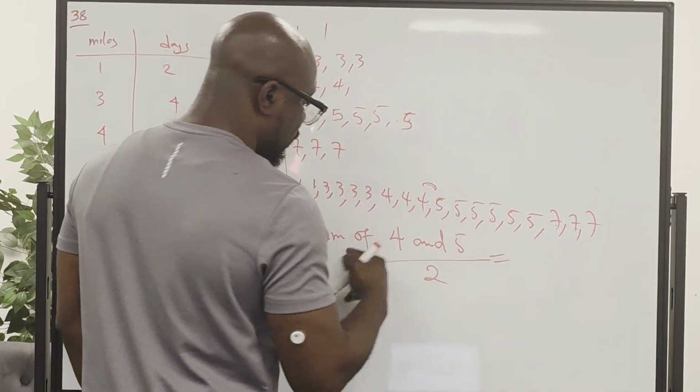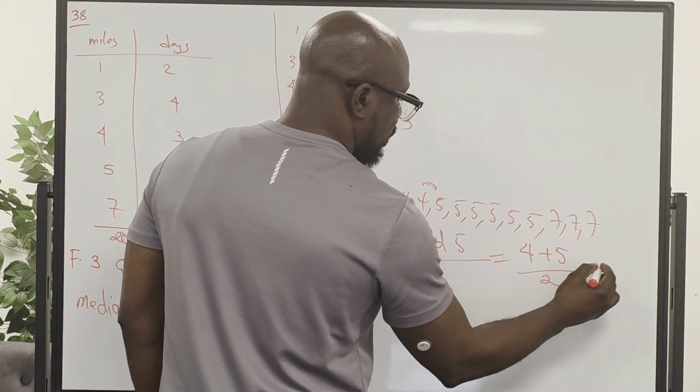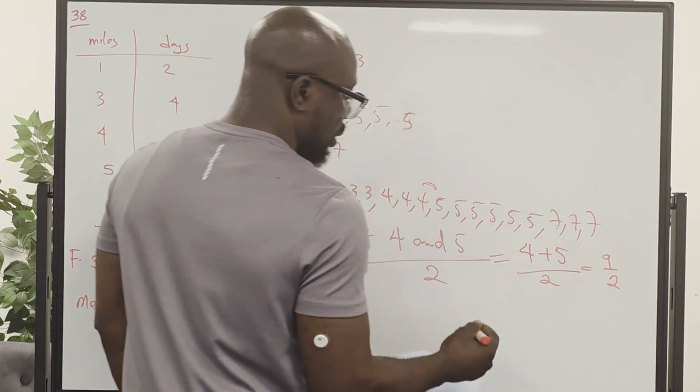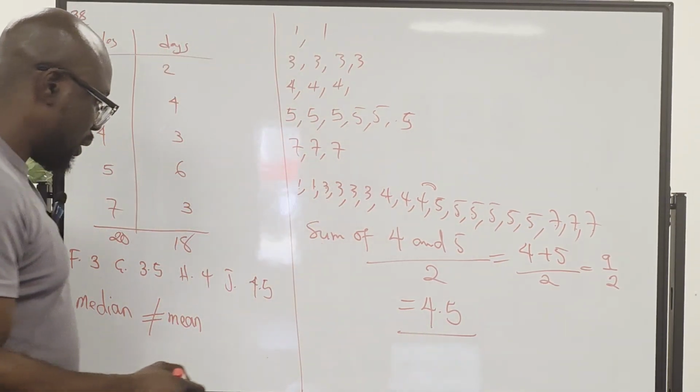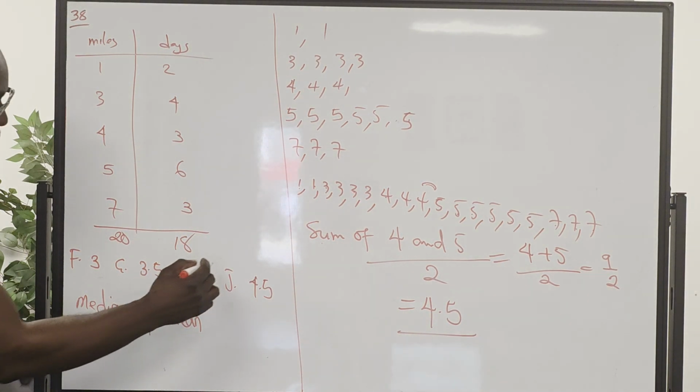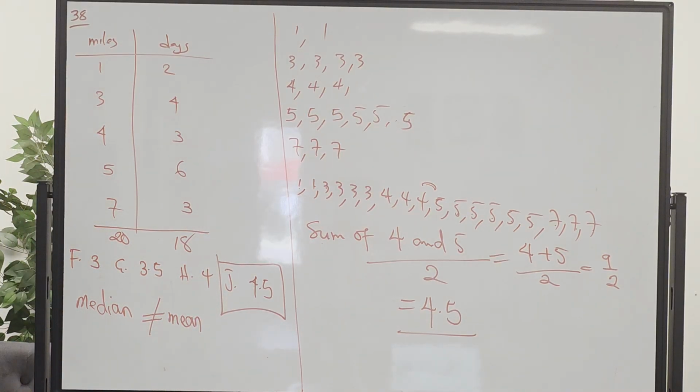So the sum of 4 and 5 is 4 plus 5 divided by 2. That is 9 over 2, which is the same thing as 4.5. So your answer is 4.5, which is J. That is how you solve question 38.